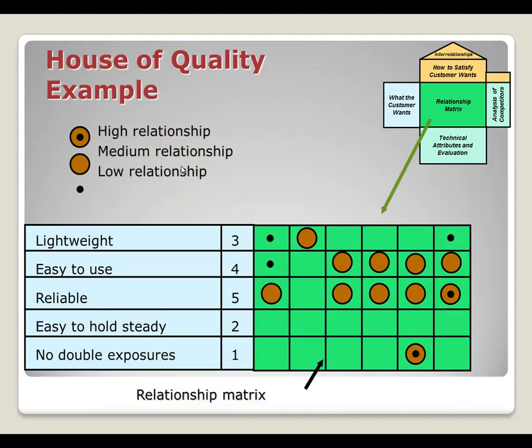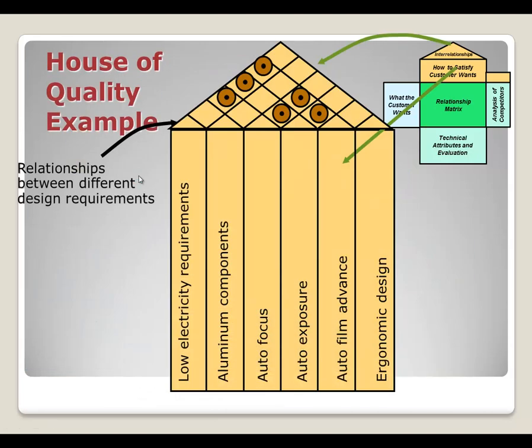Let's map customer wants with how to satisfy options, which will be represented by high, medium, or low relationship. And we have here the indication for the high, medium, and low relationship. Then we can define the relationship between the different design requirements themselves. Is there a relation between the autofocus and auto exposure? Do we have a relation between the advancement of the film and the autofocus or auto exposure? Do we have a relation between the auto film advancement and the low electricity requirement, and so on? All that should be identified and should be actually captured, so we can design the product properly.